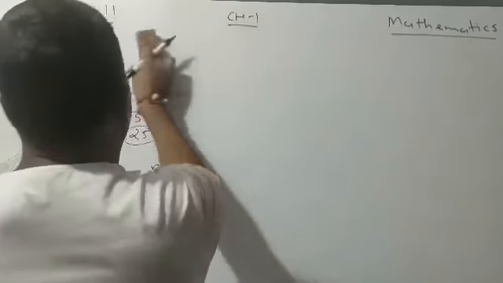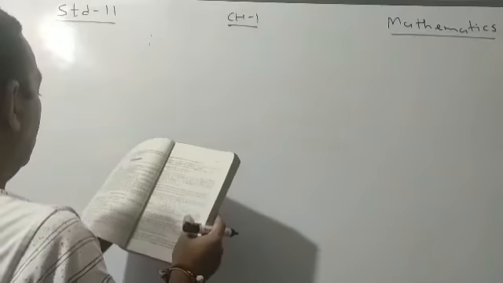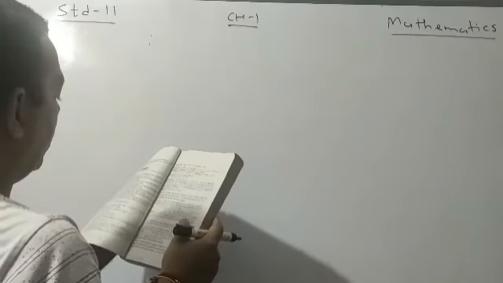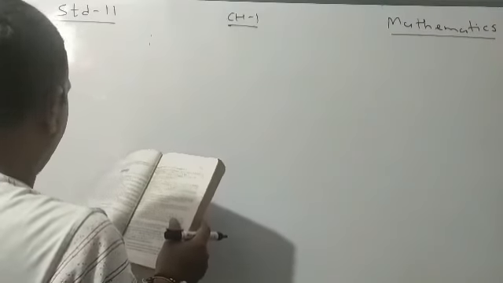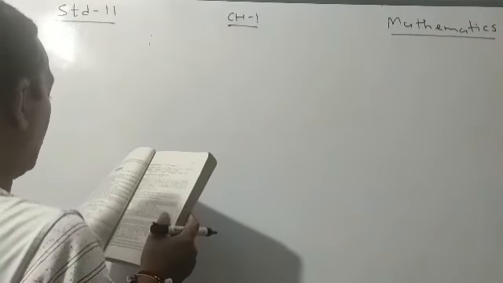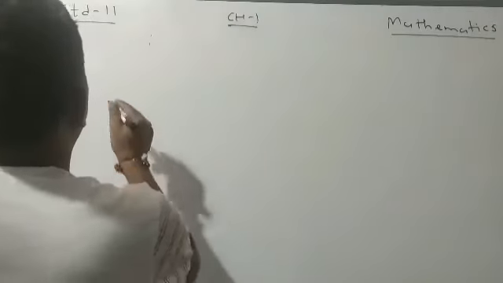Now the last question of this exercise, that is question number 8 of exercise 1.6. In a committee, 50 people speak French, 20 people speak Spanish, and 10 speak both Spanish and French. How many speak at least one of these two languages?